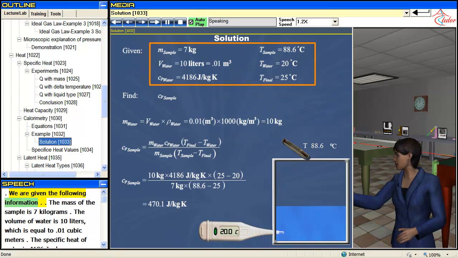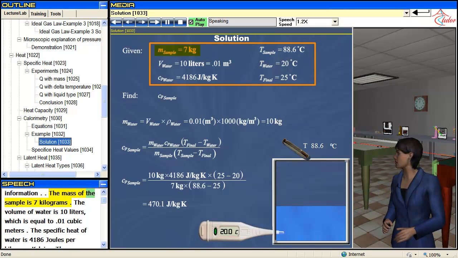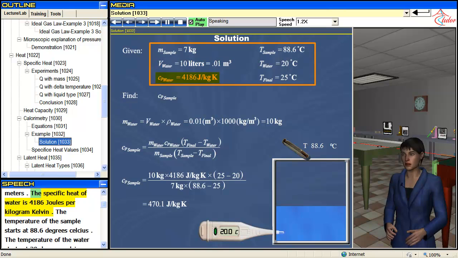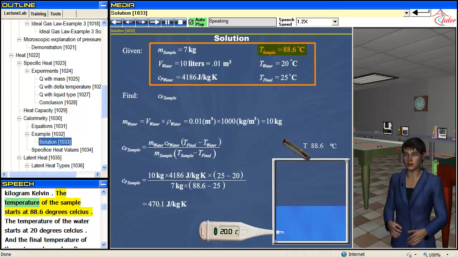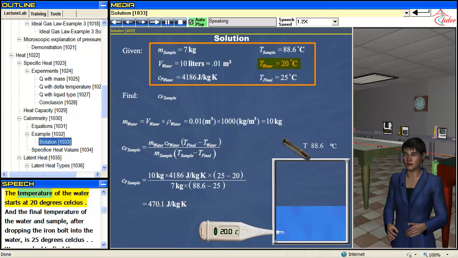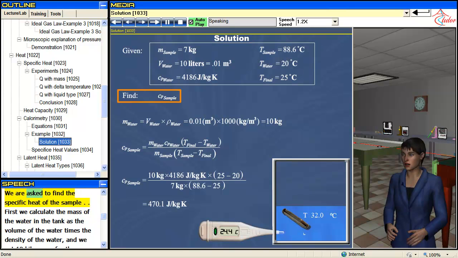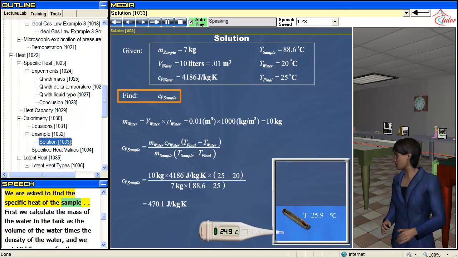We are given the following information. The mass of the sample is 7 kilograms. The volume of water is 10 liters, which is equal to 0.01 cubic meters. The specific heat of water is 4186 joules per kilogram Kelvin. The temperature of the sample starts at 88.6 degrees Celsius. The temperature of the water starts at 20 degrees Celsius. And the final temperature of the water and sample, after dropping the iron bolt into the water, is 25 degrees Celsius. We are asked to find the specific heat of the sample.